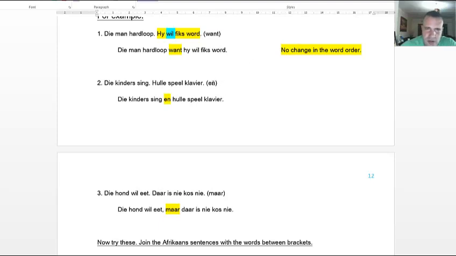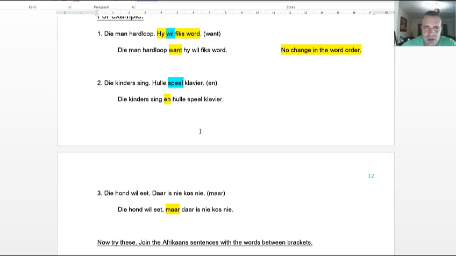So you want to join these two sentences with en. So the children are singing, they are playing piano. You don't want to write short little sentences like that. You want to use and. So you put and in there. There's your subject, your verb, your object, according to Stompie. The verb stays in the same place.